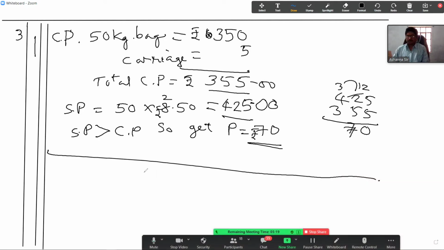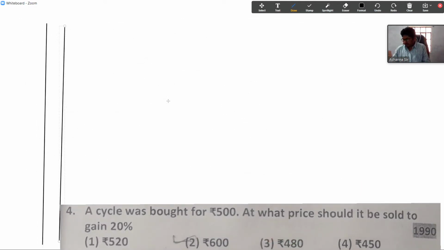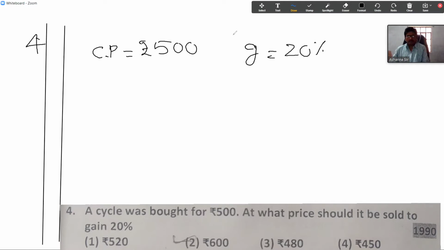Next, fourth one. A cycle was bought for 500 rupees. At what price should it be sold to gain 20%? Cost price is 500 rupees. Gain of 20%.